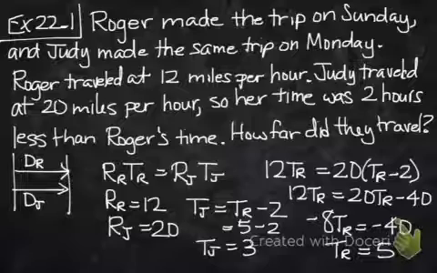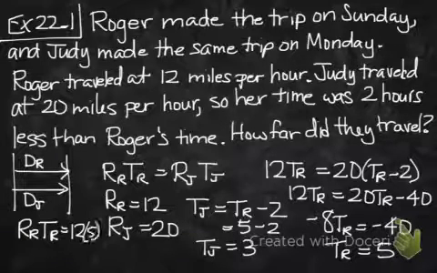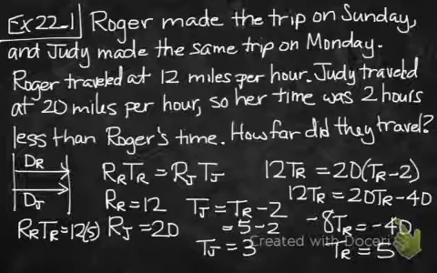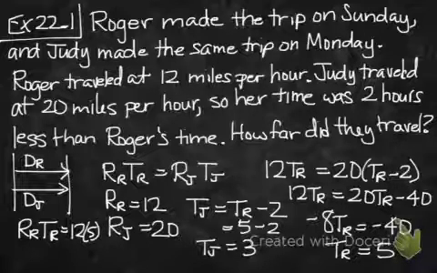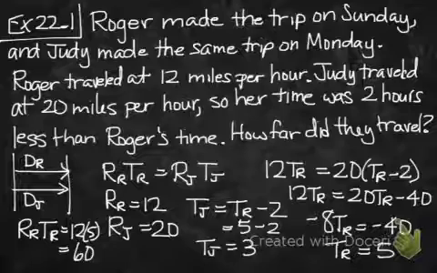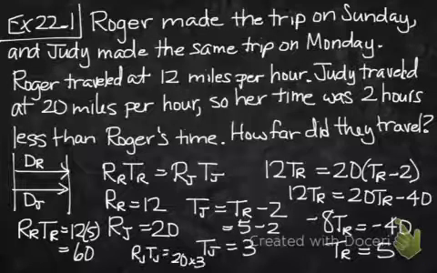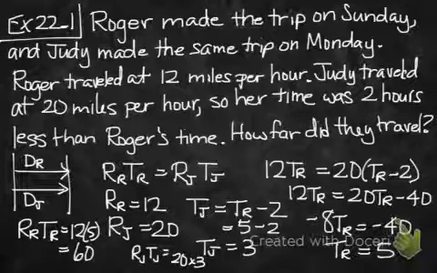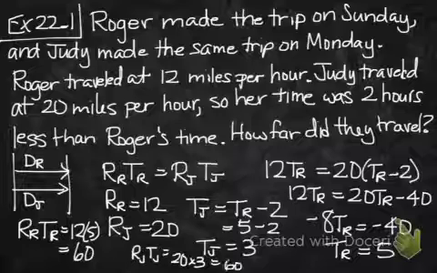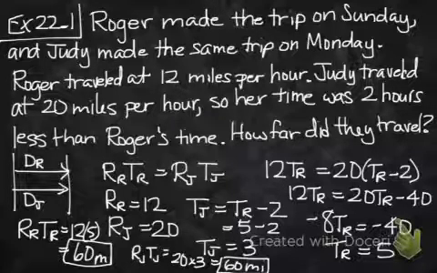But what we really need is to plug that in for the distance, which is the rate times the time. So the rate of Roger and the time of Roger is 12 times 5, which is 60. We can just double check. The rate of Judy and the time of Judy is 20 times 3, which is also 60. So we know that they traveled 60 miles.